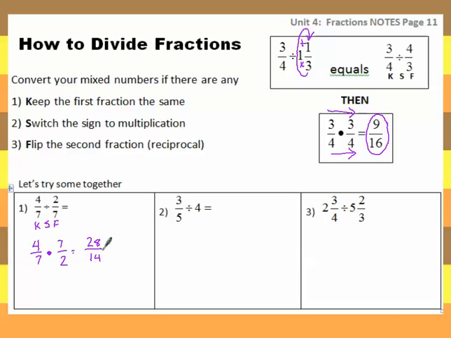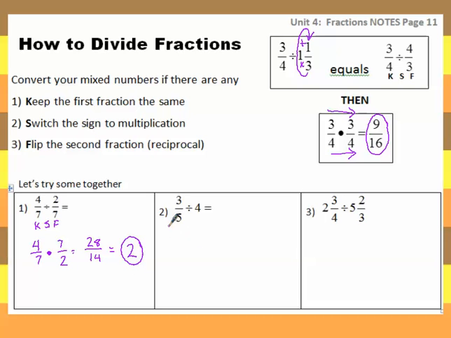Now, because I have a larger number in the numerator, that means there's a whole number hidden in that fraction. So if I use my calculator, I use my brain, either one, 28 divided by 14 actually just gives me a whole number of 2 for my final answer. So I don't have a fraction answer, I just have a whole number of 2.